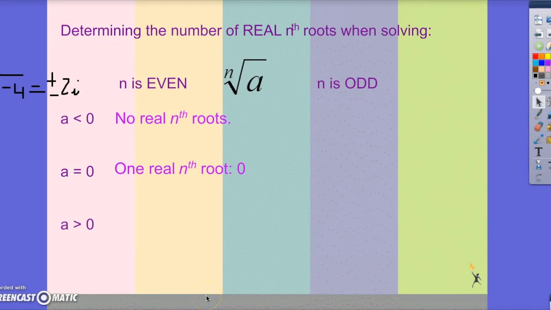When a equals 0, there's one real nth root, which is 0. So once again, I'll apply it to what we know with square roots. Square root of 0 is just 0. There's no plus minus because 0 is nothing, right? It's not positive, it's not negative.